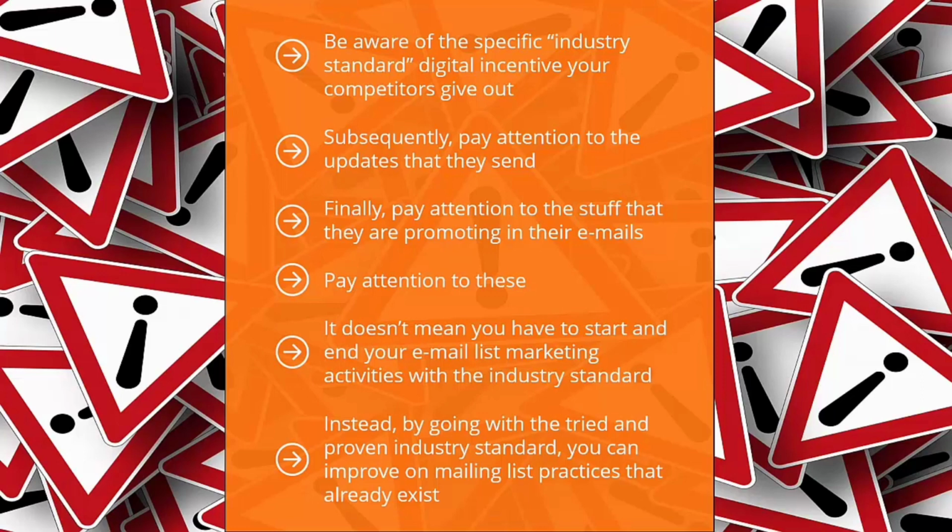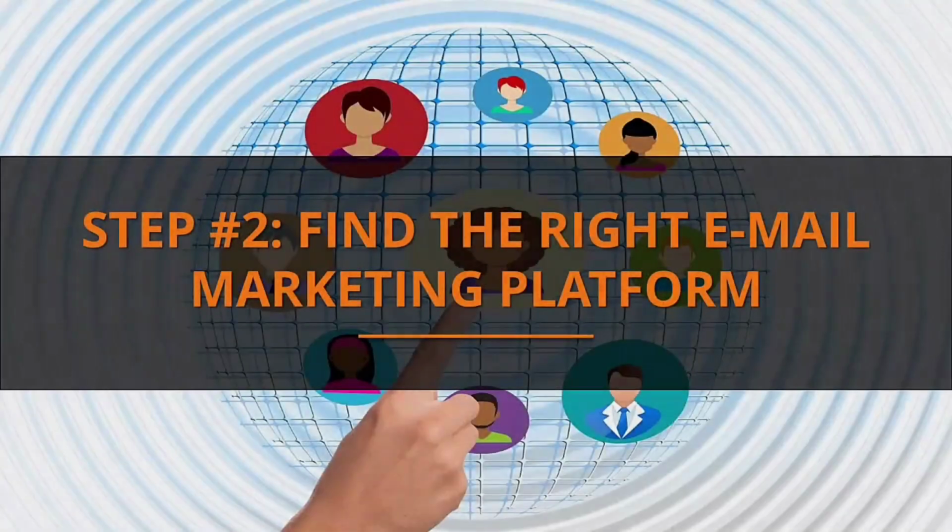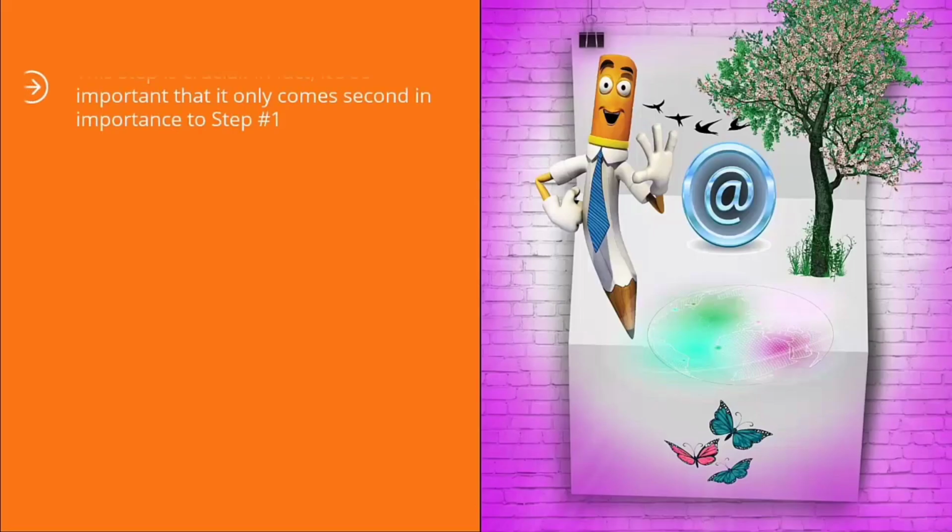You just need to perfect whatever it is your competitors are already doing. Step number 2. Find the right email marketing platform. This step is crucial. In fact, it's so important that it only comes second in importance to step number 1. You have to have the right technology workhorse to ensure your mailing list business is a success.